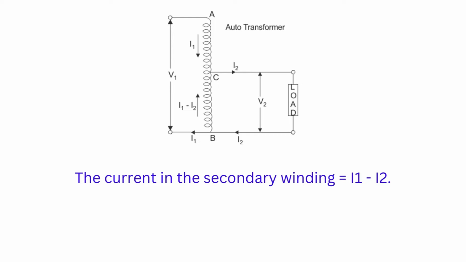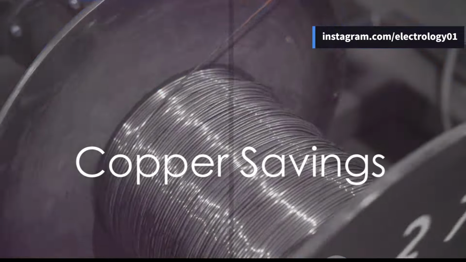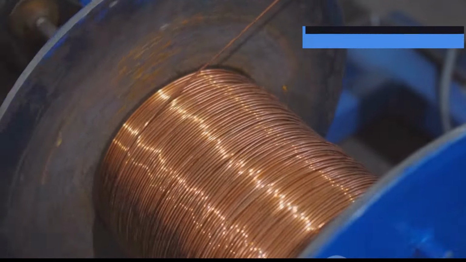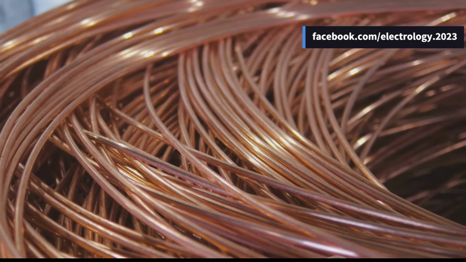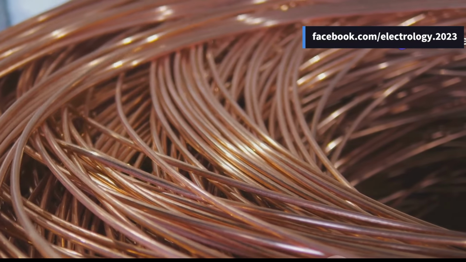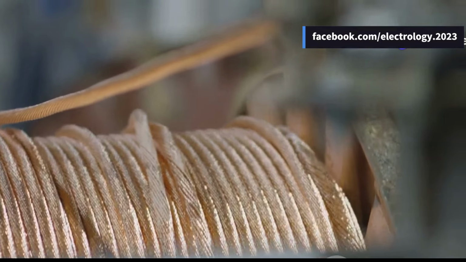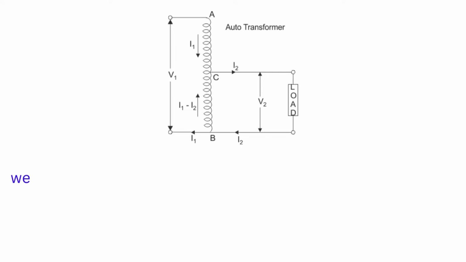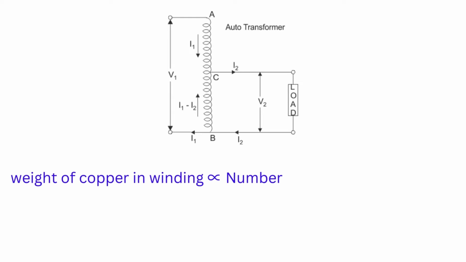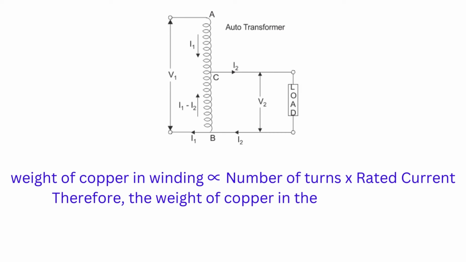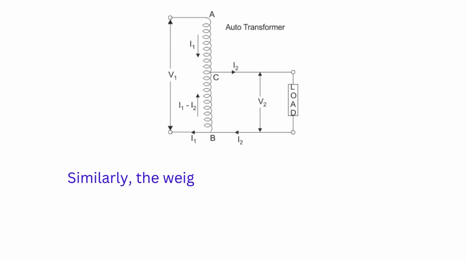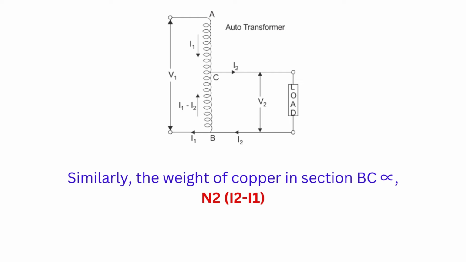Now, let's talk about copper savings in an autotransformer. The weight of copper in any winding depends upon its length and cross-sectional area. The length of the conductor in the winding is proportional to its number of turns, and the cross-sectional area varies with the rated current. So, the weight of copper in the winding is directly proportional to the product of the number of turns and the rated current of the winding. Therefore, the weight of copper in the section AC is proportional to (N1 minus N2) multiplied by I1, and similarly, the weight of copper in section BC is proportional to N2 multiplied by (I2 minus I1).